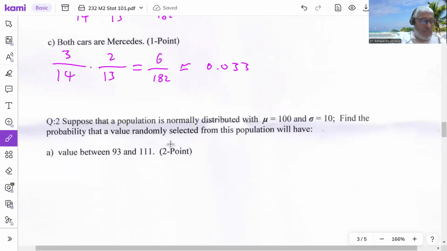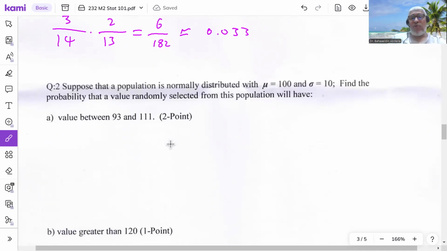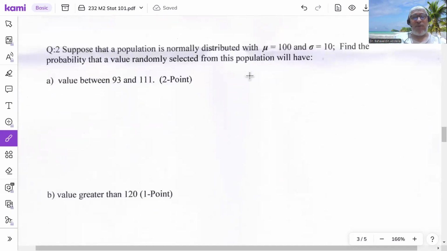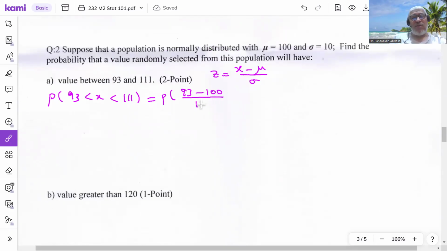Okay, suppose that a population is normally distributed with mu and sigma given. Find the probability that a value randomly selected from this population will have. So he's asking about the probability that x, which is the normal distribution, is between these two numbers. To find this probability, you have to change it to z. Z is x minus mu over sigma. So x is 93. Subtract from mu, which is 100, over sigma, which is 10.